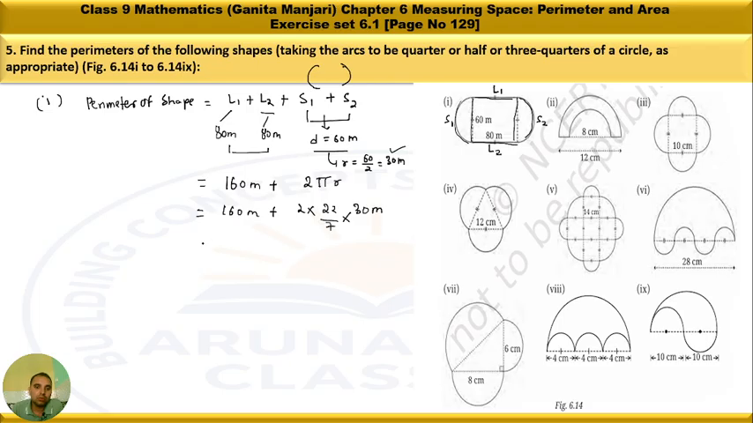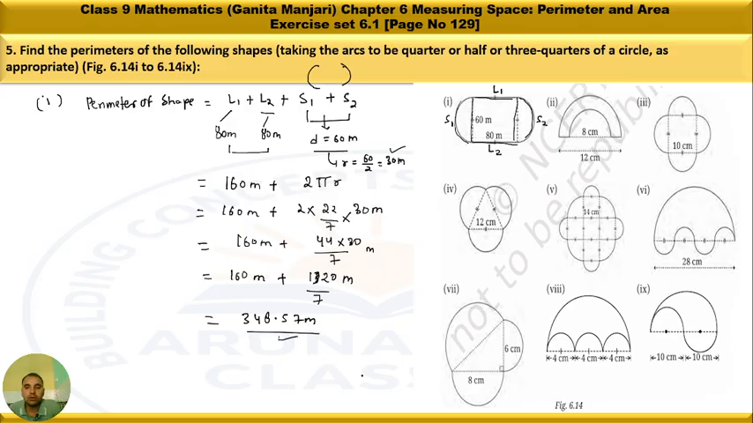So now how much will it be? It will be 160 meter plus 44 multiplied by 30 upon 7 meter. So 160 meter plus, I have to multiply 44 with 30, it will be 1320 meter divided by 7. I will divide and add, so it will be 348.57 meter. So this will be the perimeter of the shape which is given in the first part of the question.